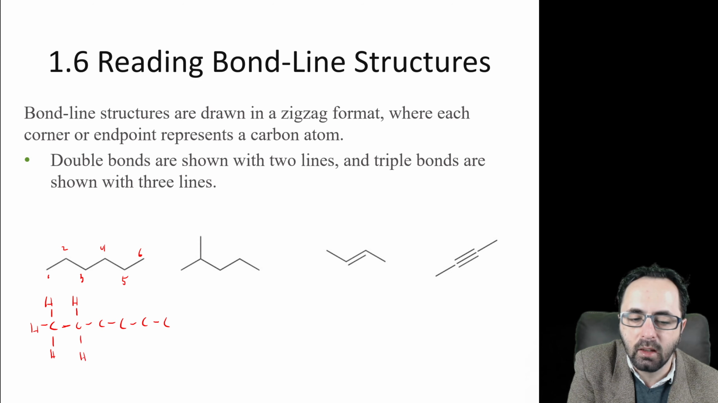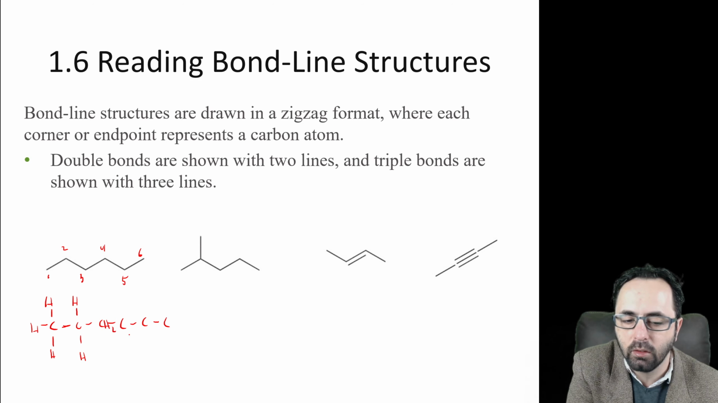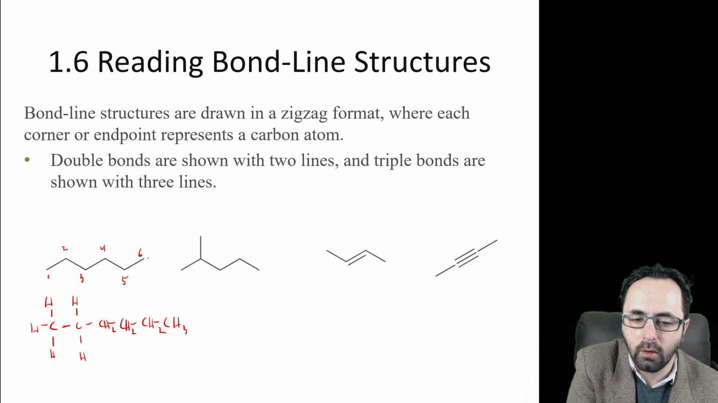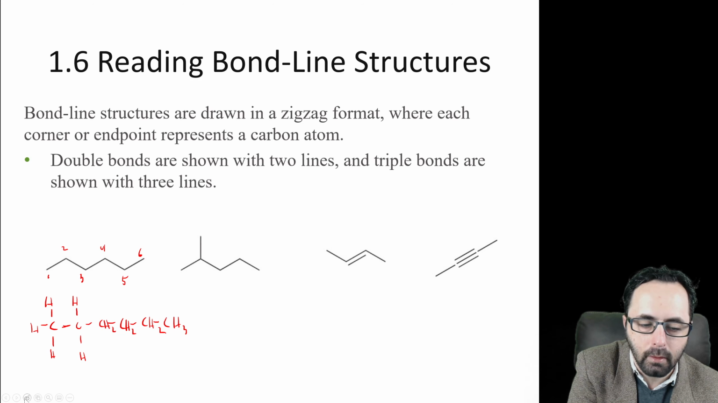And we can even condense that further and just say, oh, this carbon, like this one, has 2 hydrogens attached. So we can say CH2. This carbon has 2 bonds to carbon, so it must have 2 bonds to hydrogen. This one also has 2 bonds to carbon, so it must have 2 bonds to hydrogen. This one only has 1 bond to carbon, so it has 3 bonds to hydrogen. So we could even draw these out here if we wanted to.